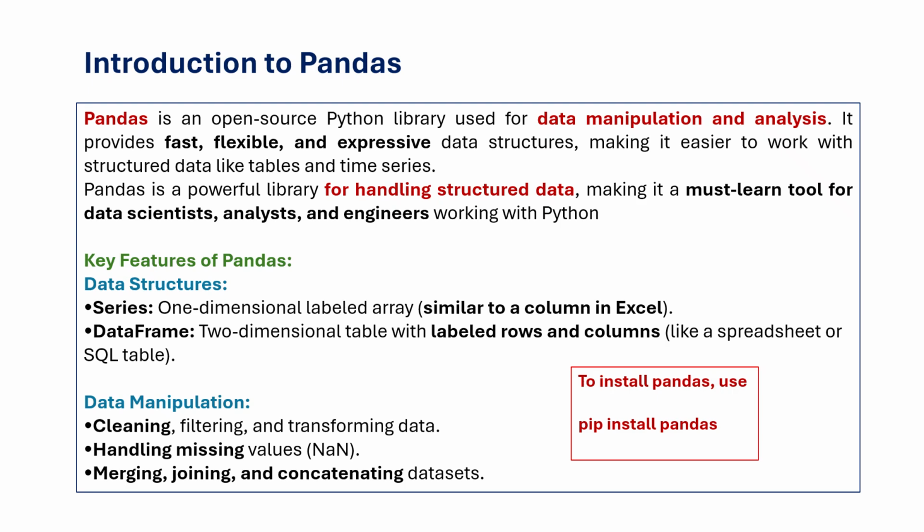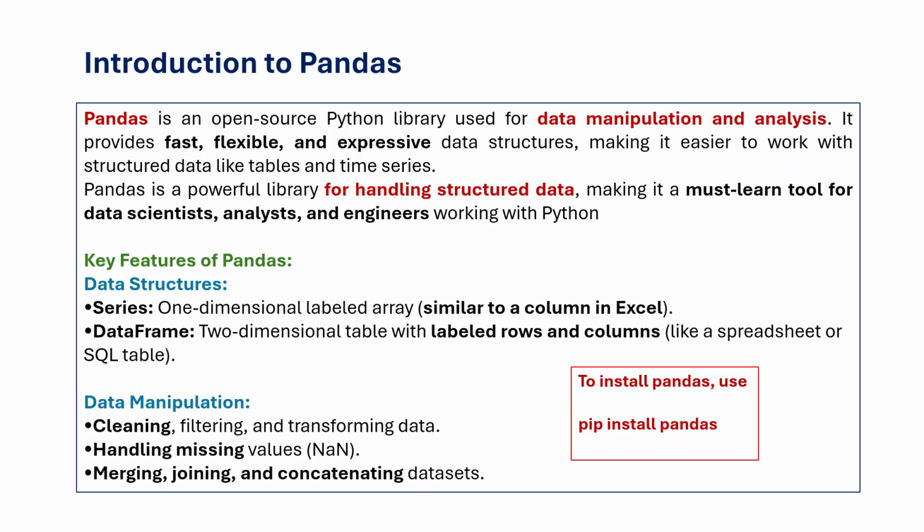Pandas provides two important data structures, Series and DataFrame. A Series is a one-dimensional labeled array. It is similar to a single column in an Excel sheet. A DataFrame is a two-dimensional table containing rows and columns. It is similar to an Excel spreadsheet or SQL table. For example, student details such as name, roll number, and marks can be stored using a DataFrame.